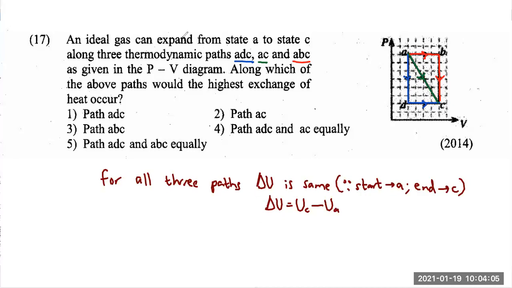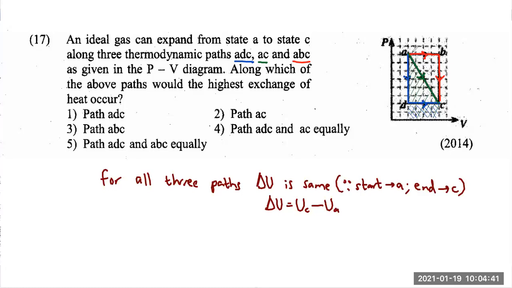Work done. So I will quickly show you the work done. If you want to take the work done for ADC, we know the work done during AB is zero. It's constant volume, so only this area must be taken into consideration. The blue area I have highlighted is the work done by ADC. If you want to find the work done during process AC, you have to find the whole area under AC. So it's a bigger area.